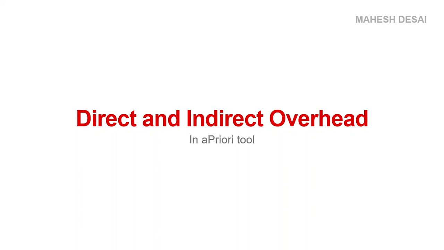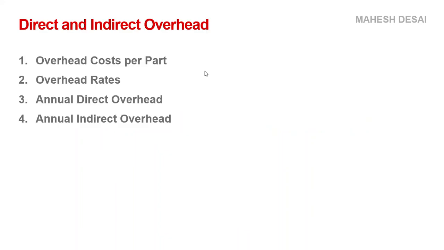So let us start. In direct and indirect overhead costs, here I will cover the following points: overhead costs per part, then overhead rates, annual direct overhead rate, annual indirect overhead rate. I will divide these parts into two video sessions. In this video session I will cover overhead cost per part and overhead rates. So let us start with that.